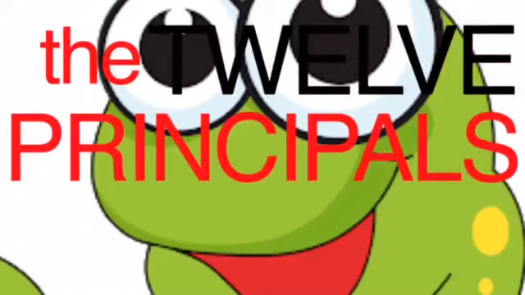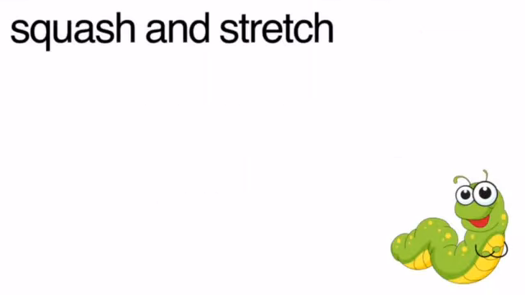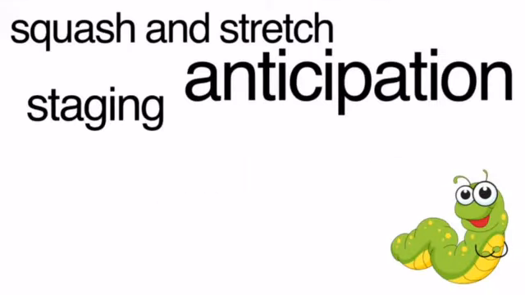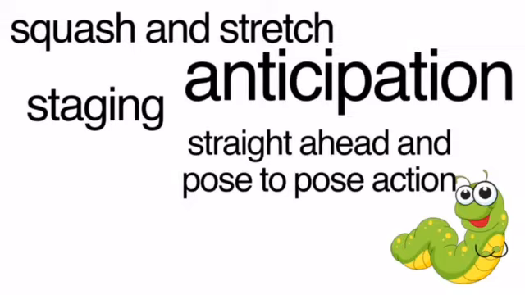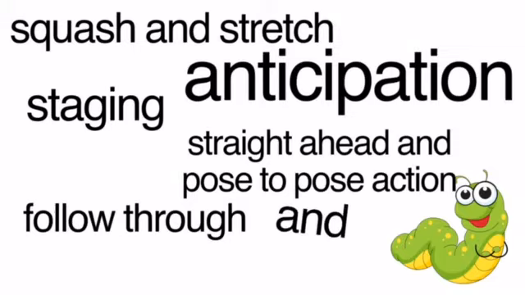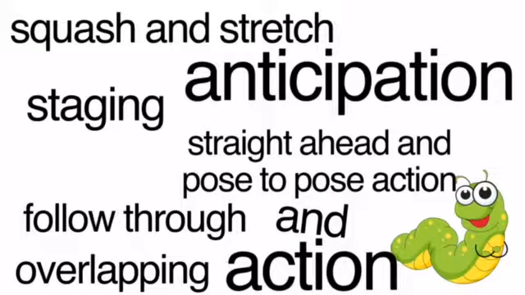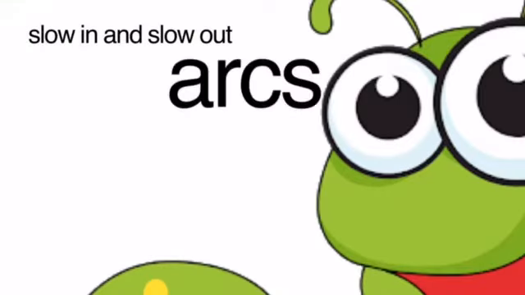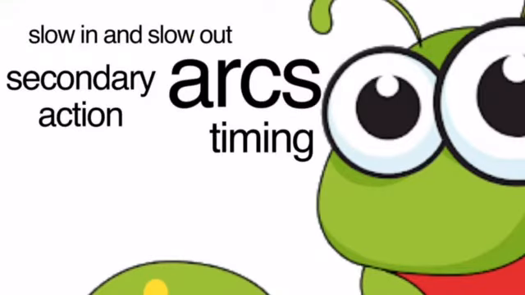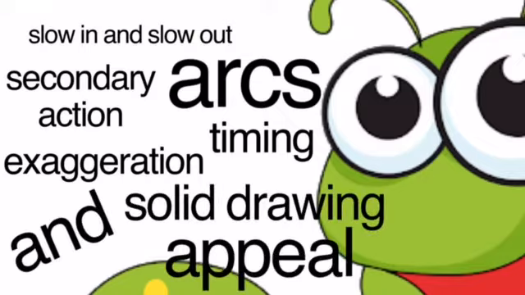The 12 principles of animation include squash and stretch, anticipation, staging, straight ahead and pose to pose, follow through and overlapping action, slow in and slow out, arcs, secondary actions, timing, exaggeration, solid drawing, and appeal.